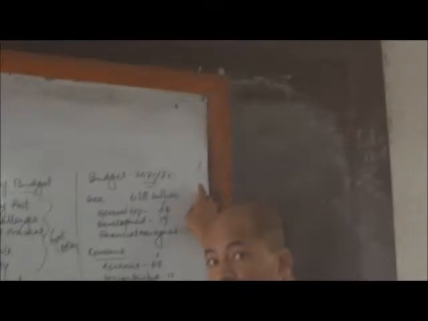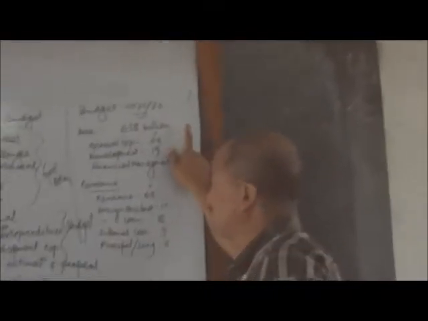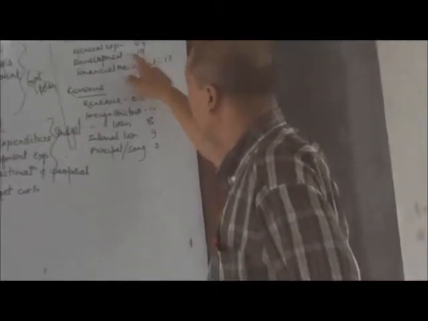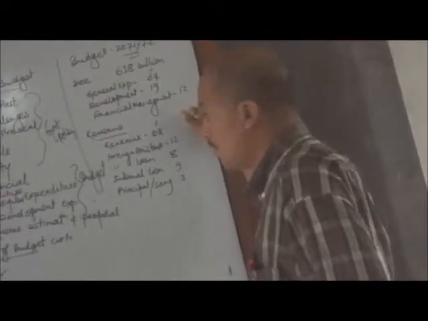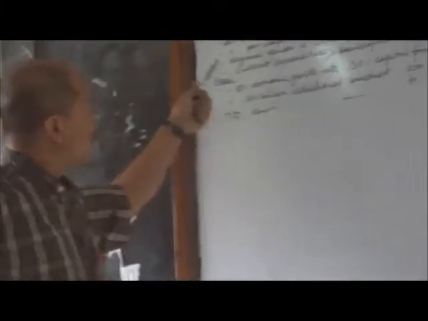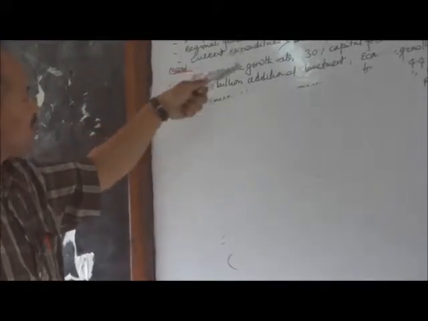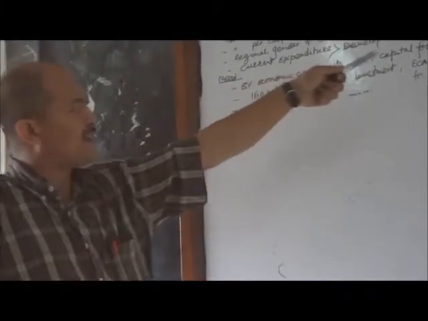Absolute breakdown. Our Finance Minister presented a budget of 613 billion rupees. But if you observe the structure, general expenditure is 64%, development expenditure 19%, and financial management 17%. Look here, our challenges: our concern is the low economic growth rate, low per capita income, regional inequality, and current expenditure versus development.